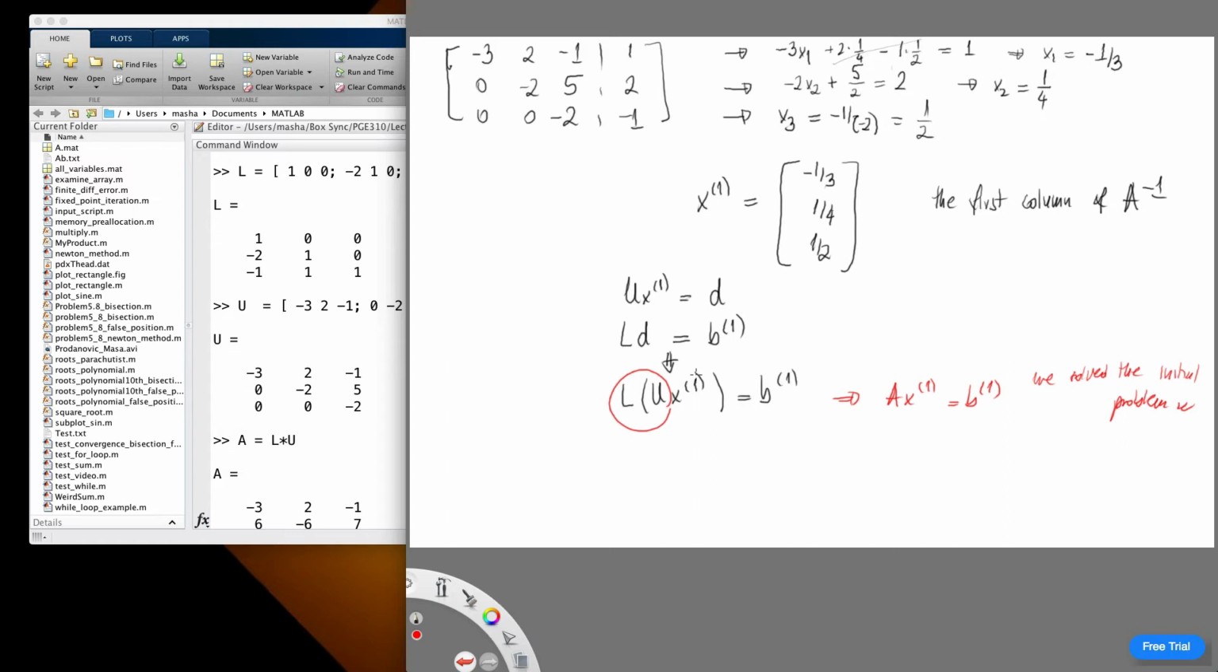So now, what would I do to find my second and third column of A inverse? Repeat. Okay, so this is the dull part. So repeat for Ax2 is equal to 0, 1, 0.